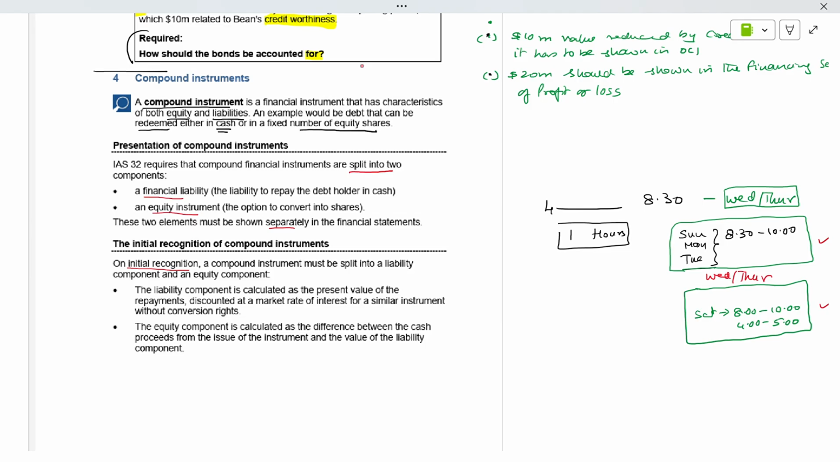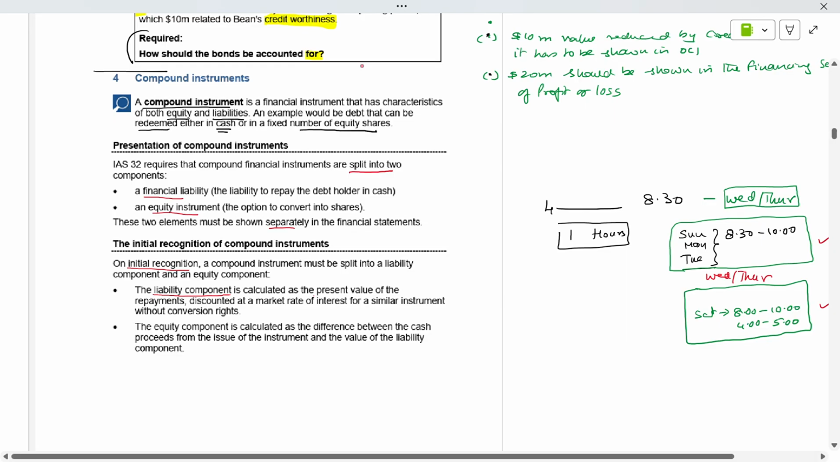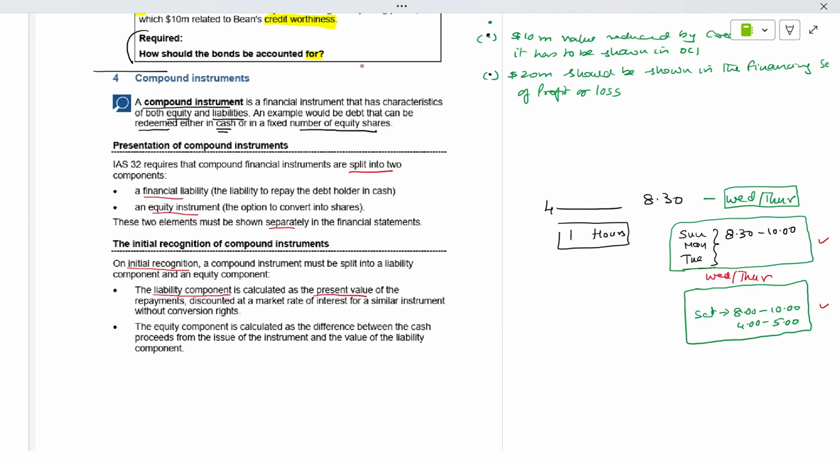Now you can see how things will work. How are we going to calculate the liability component? First, we calculate the present value of the liability using the discount rate. They will give you a market rate. With that market rate, we have to discount it. Once we have discounted, the liability component is the present value of repayments, discounted at the market rate.